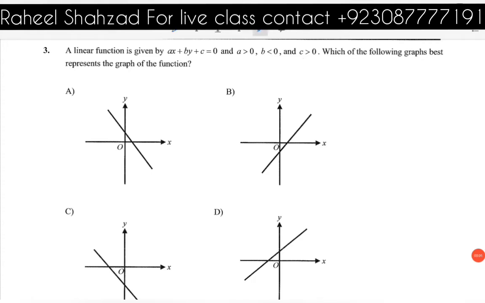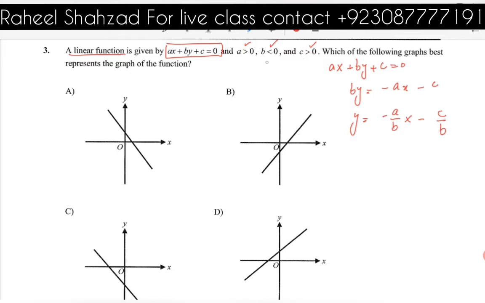Okay, for the next question, we have a linear function given by ax plus by plus c equals 0. If it is given that a is positive and b is negative and c is positive, which of the following graphs best represents the graph of the function? Now, whenever we have such a situation, it's always better to rearrange it in the form y equals mx plus c. So let's rearrange it. by equals minus ax minus c, and then y is equal to minus a divided by b x minus c divided by b.